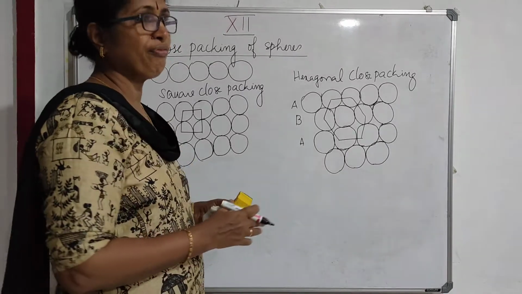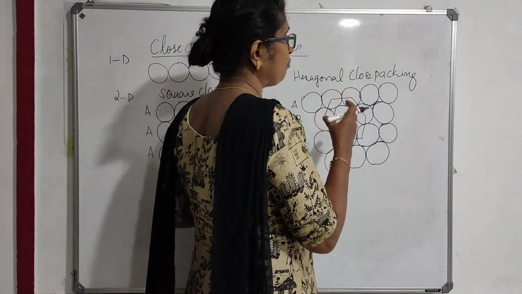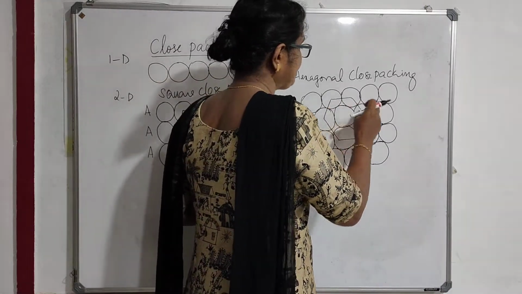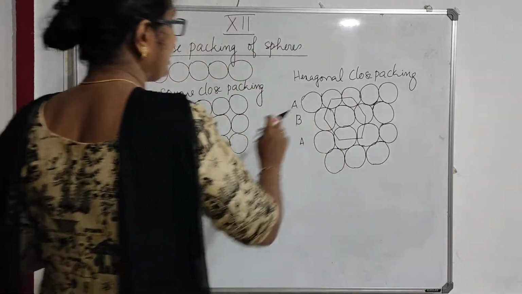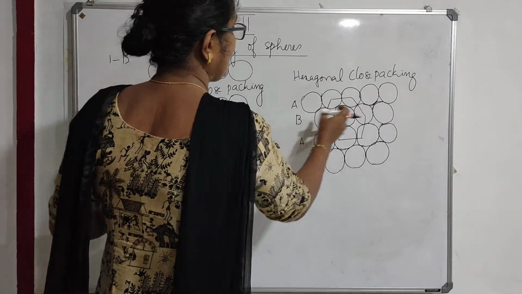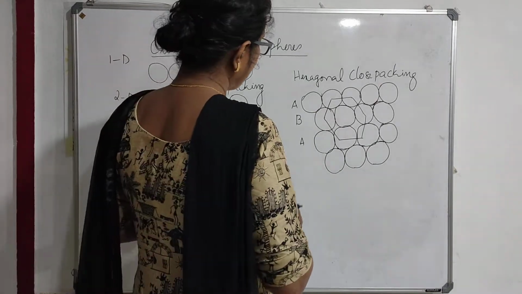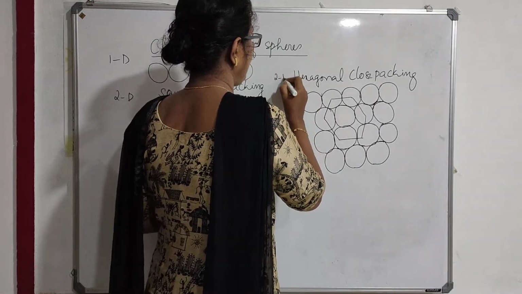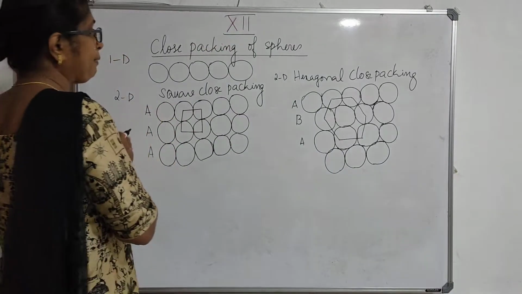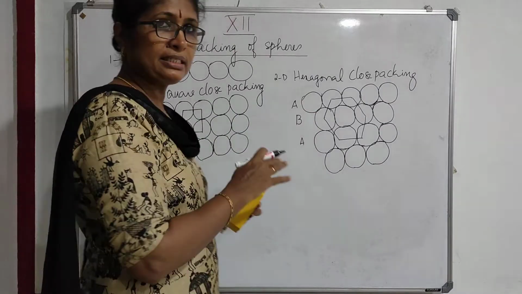Looking at that, which is more effective? How can you say which is more effective? The higher the volume occupied by the spheres, or the lesser the volume occupied by the voids, the gaps. Here we can see that hexagonal close packing is more effective than square close packing because the gaps are less here. So hexagonal close packing in two dimension is more effective than square close packing in two dimension. So this is the two-dimensional close packing.